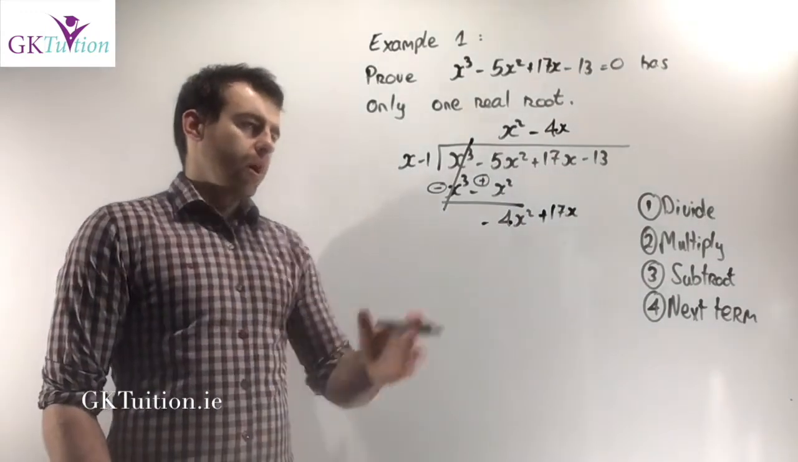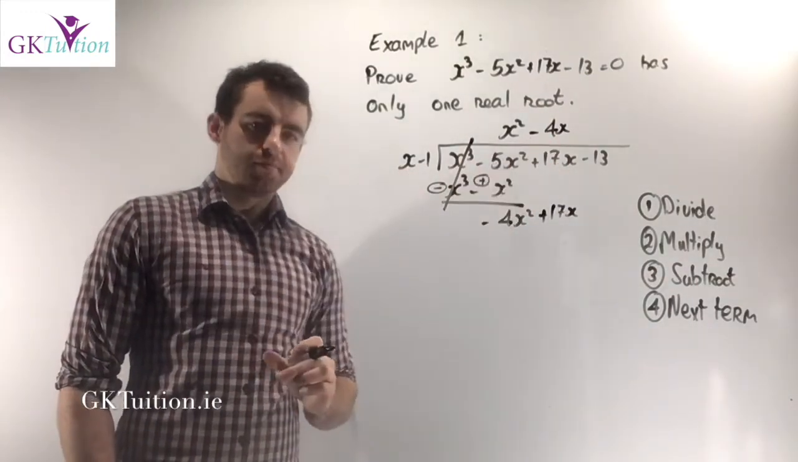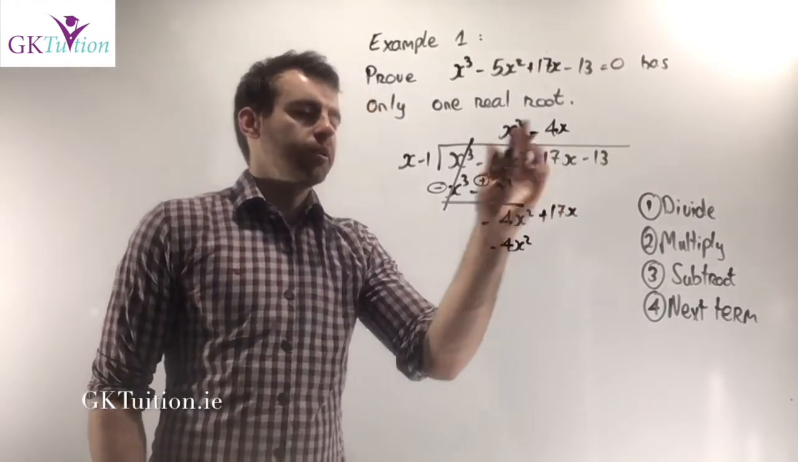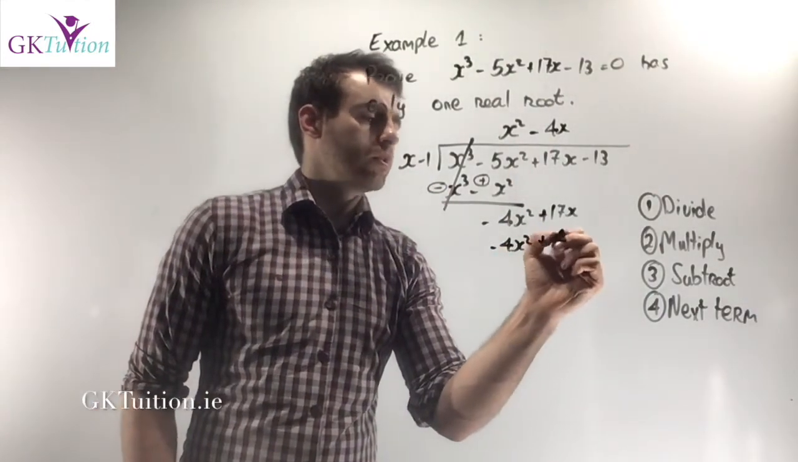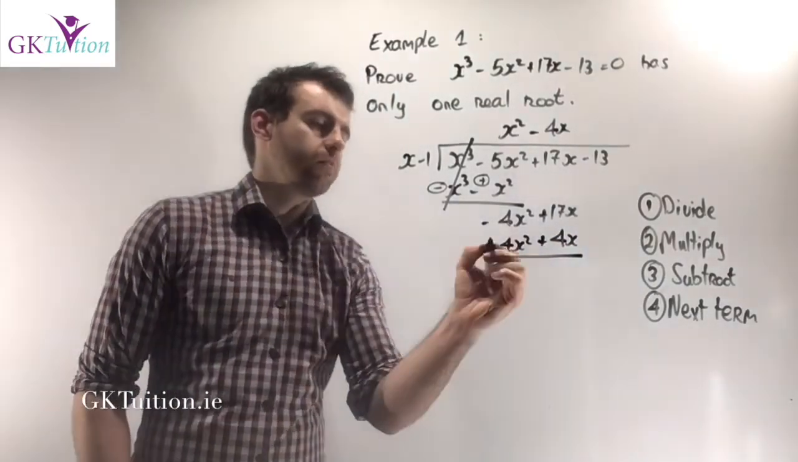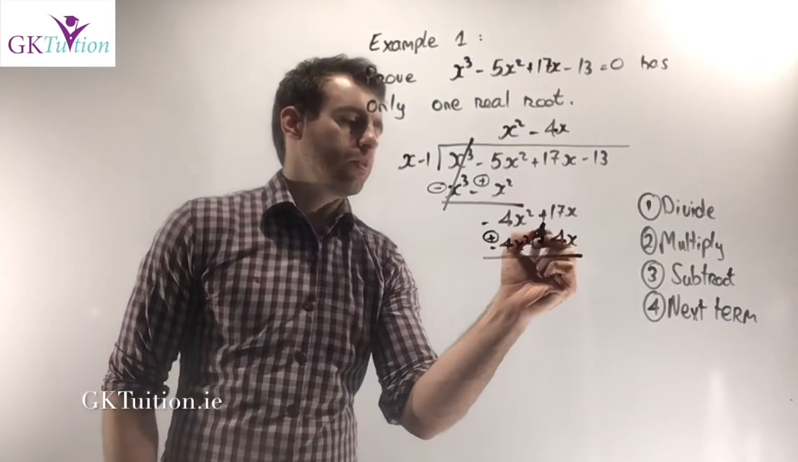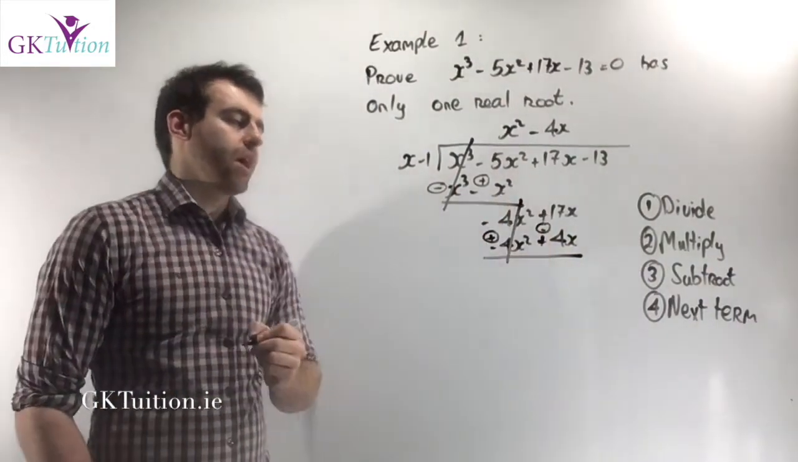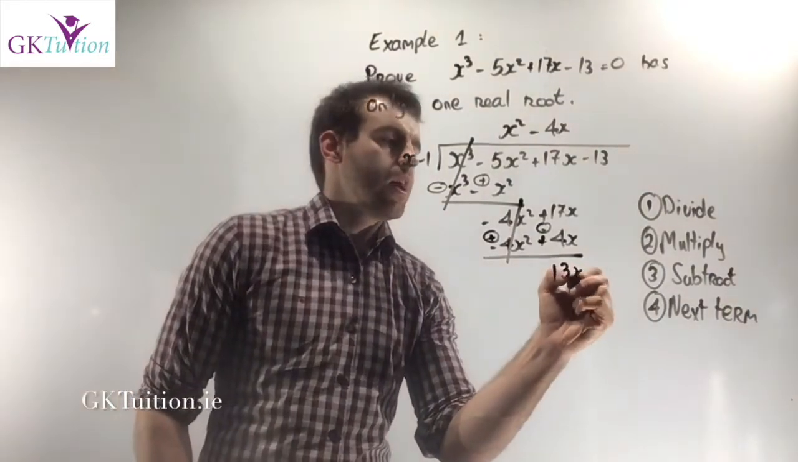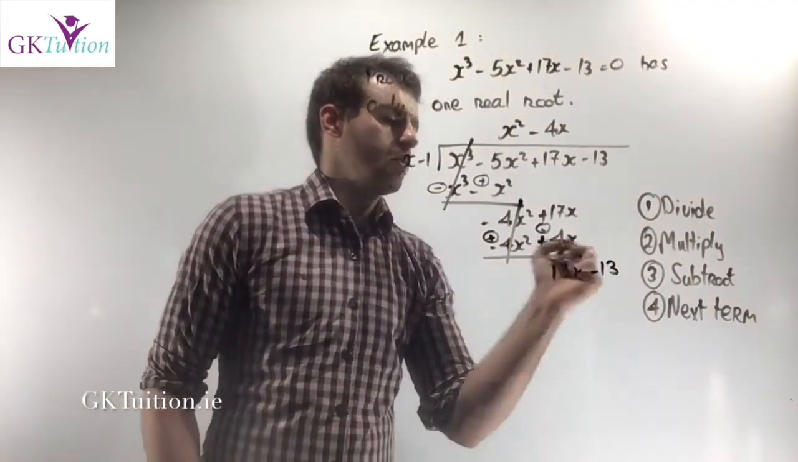Then I want to multiply minus 4x by each of these. Minus 4x by x is minus 4x squared. Minus 4x by minus 1 gives me plus 4x. I'm going to draw a line underneath, and I'm going to change my signs. So this becomes a plus and this becomes a minus. My x squareds will cancel, and I have 17x minus 4x, which is 13x. And I'll take down my next term, which is a minus 13.